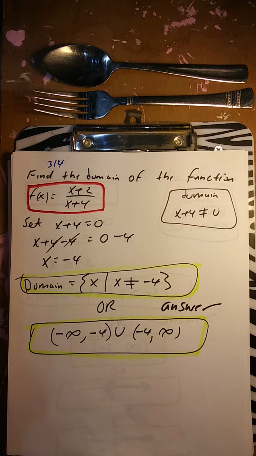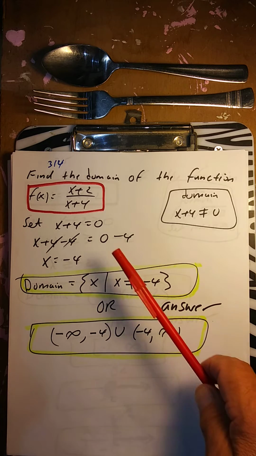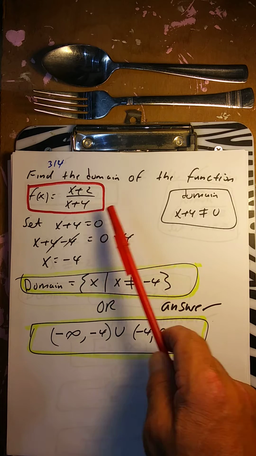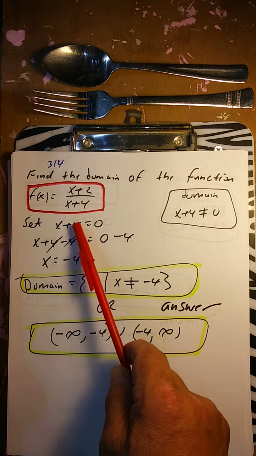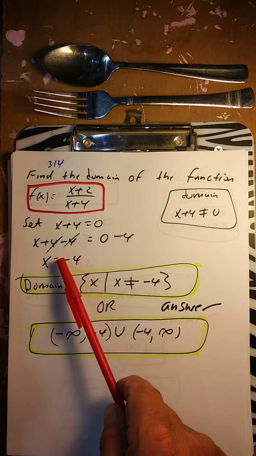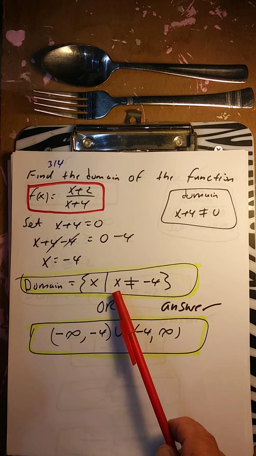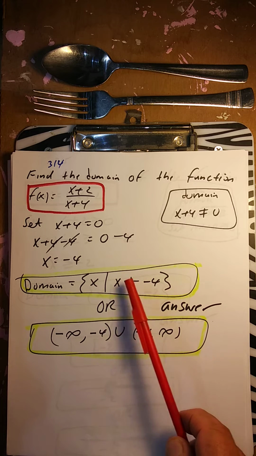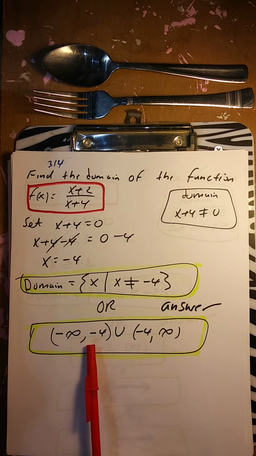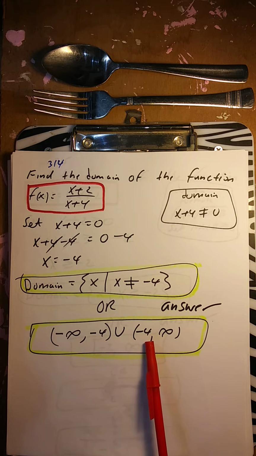Alright, this one. Find the domain of the function. Again, look at the bottom of it. x plus 4 cannot be equal to 0. So x plus 4 equals 0. Minus 4 on both sides. So x equals what? Negative 4. So the domain is equal to the set of x such that x is not equal to negative 4. Or negative infinity to negative 4 and union negative 4 to infinity.